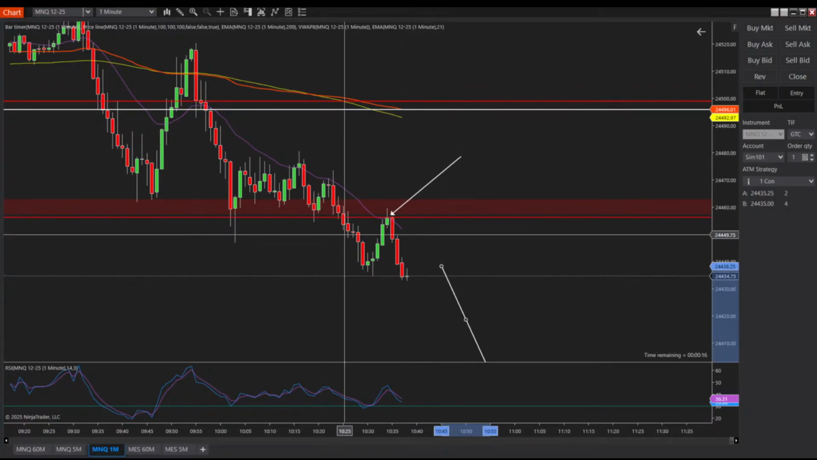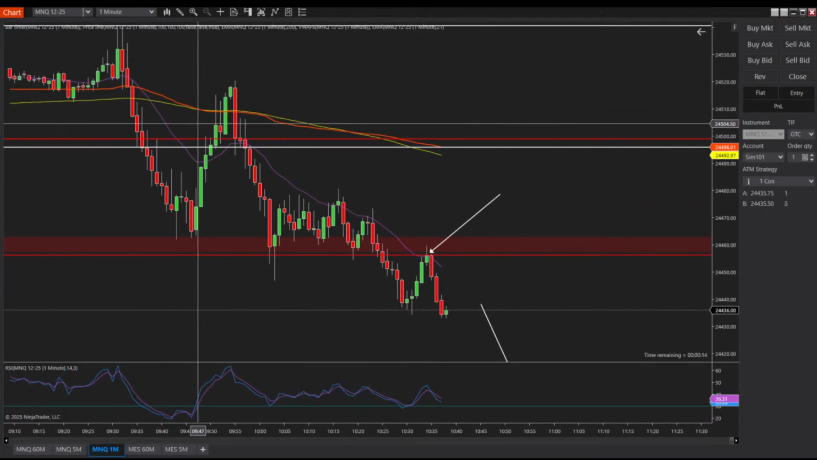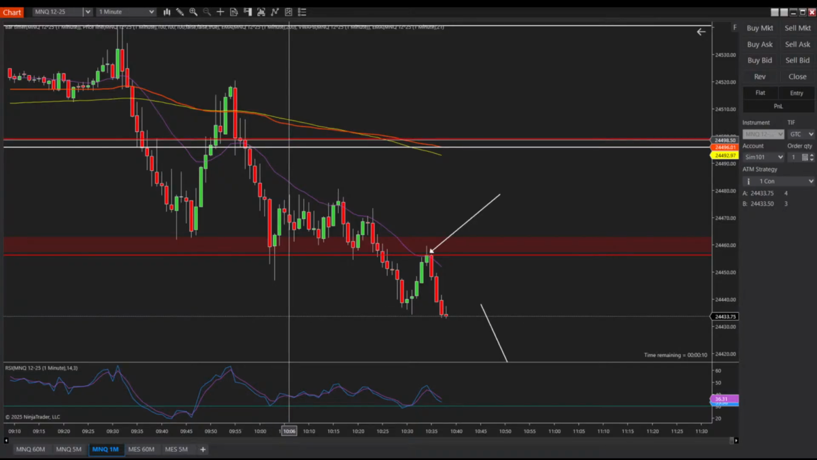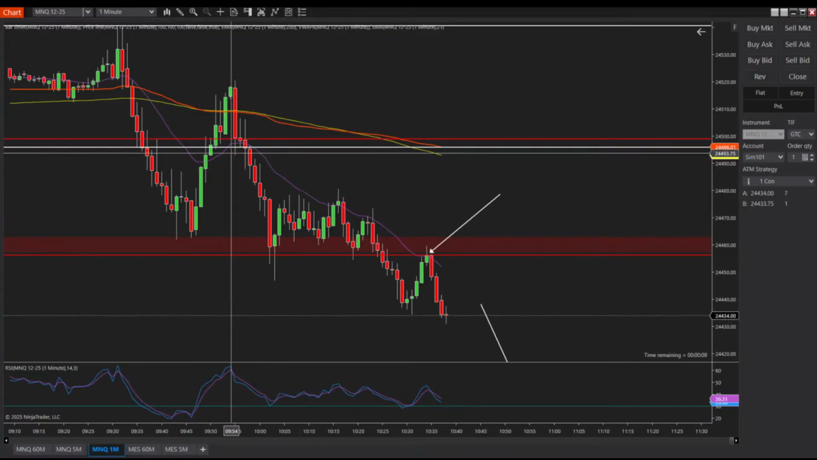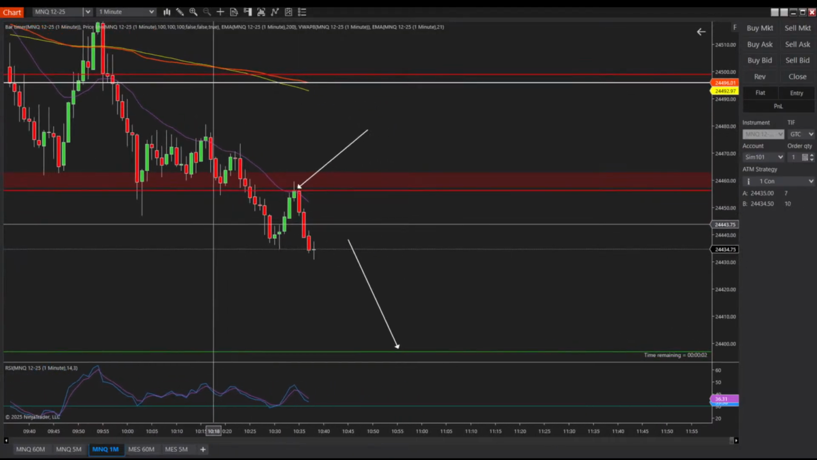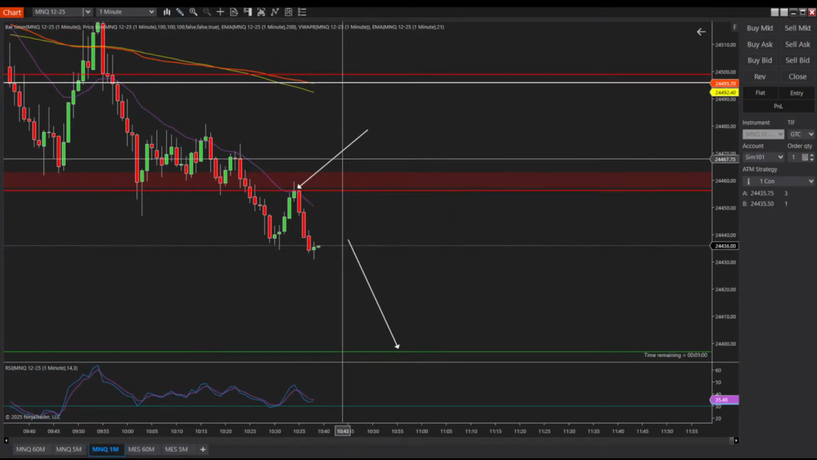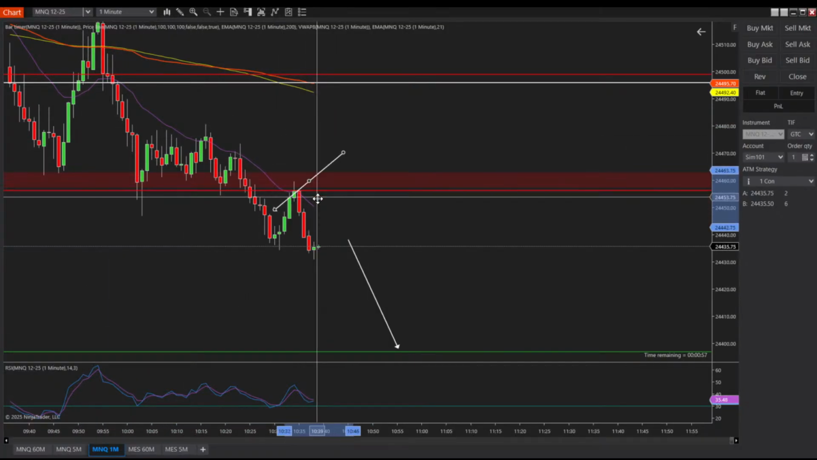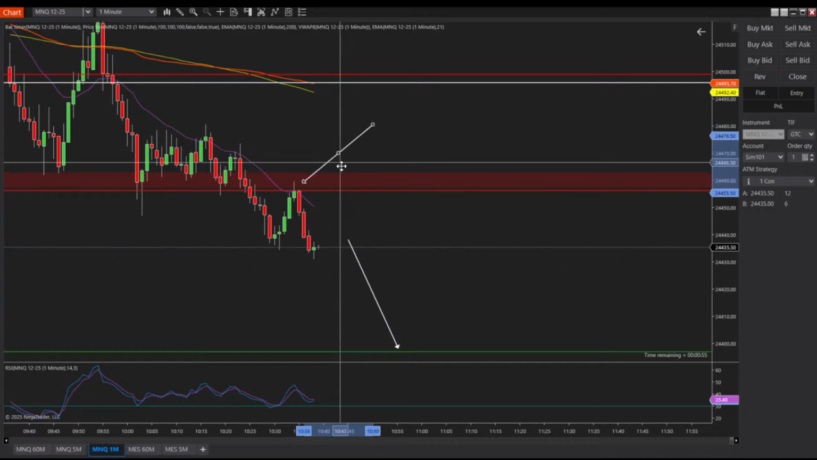I was expecting a pullback, a retest. Again, we break the support. There's an opportunity for price to pull back and retest the support before it continues lower. Same here, we have support here, support here, support here. We break, pull back, resistance, and it goes lower.